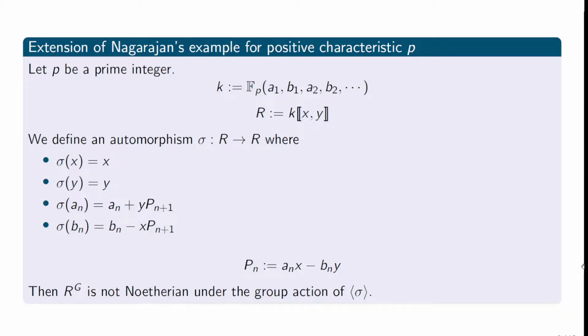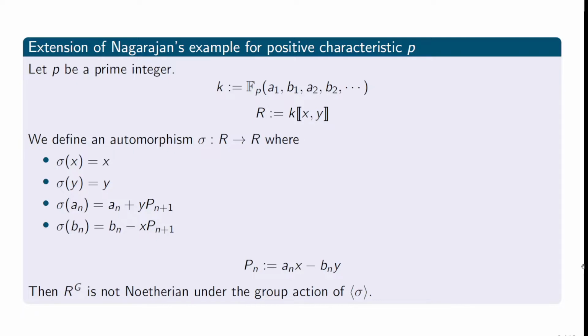Nagarajan was a mathematician who first came up with a characteristic 2 counterexample. It was a very good way of going about it. So we start off with a prime integer p, and this is a generalization of Nagarajan's characteristic 2. Here we are working with characteristic p, and the goal of my research was to take the characteristic 2 counterexample and generalize it to characteristic p, where p is a prime integer.